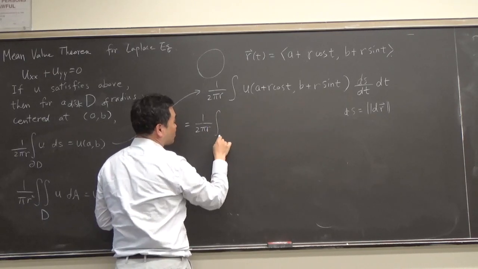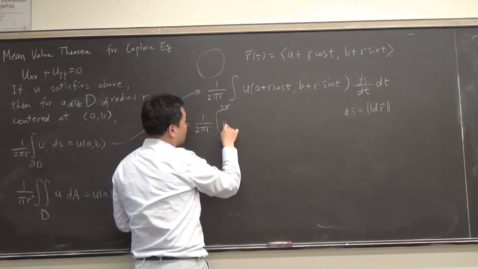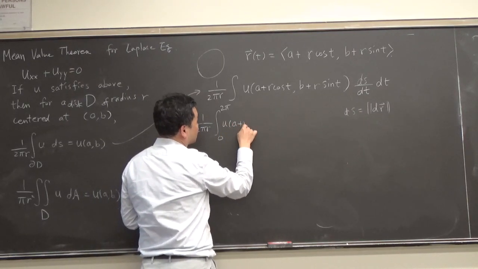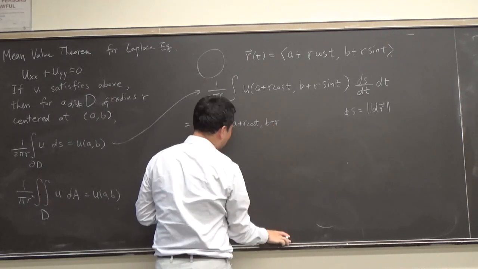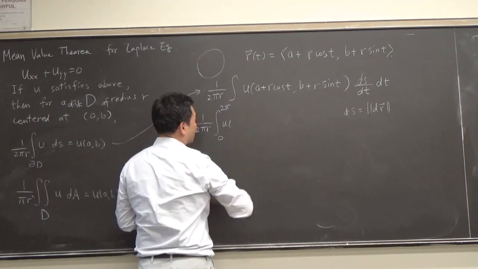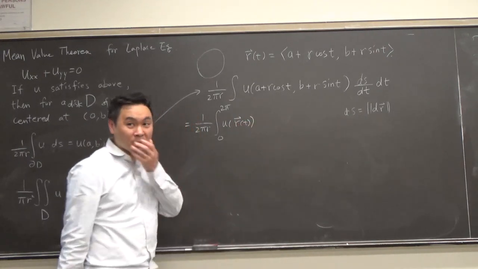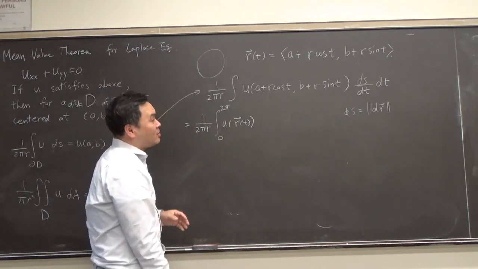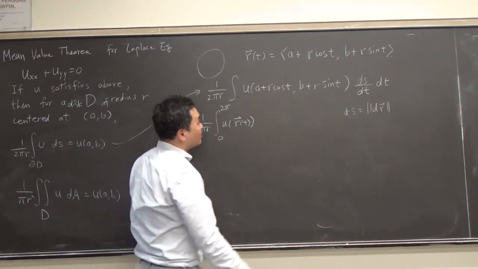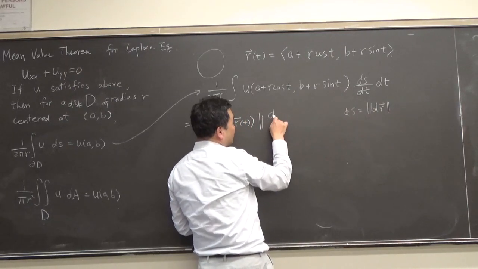so first t goes from 0 to 2 pi to go all the way around the circle, right? And then you have u of a plus r cosine t, b plus r sine t. Let me just write this as r of t. That's easier. Well, I wrote it explicitly, but you can just write it like that. ds dt would be what? It will be the absolute value of dr dt, right?